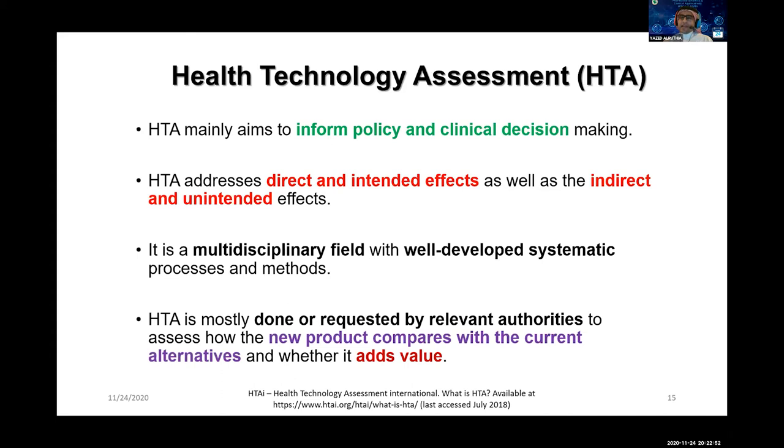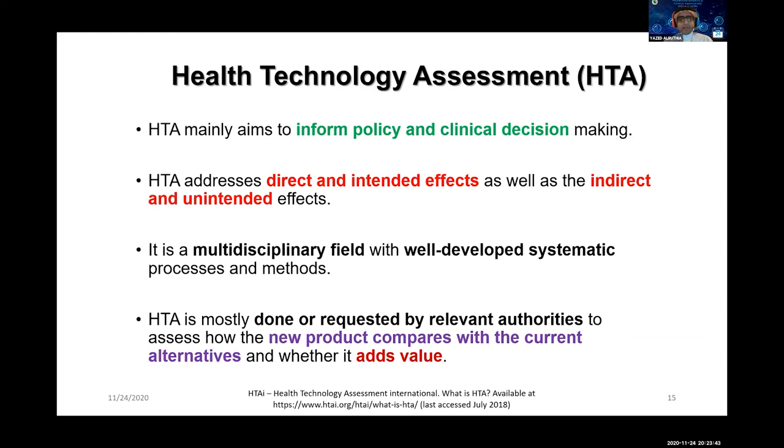It mainly aims to inform policy and clinical decision making. It addresses direct and intended effects as well as unintended effects of any health intervention, including medications. It's a multidisciplinary field where health economists, clinical pharmacists, physicians, biostatisticians, and patient advocates are involved, using systematic approaches to come up with the best recommendation to fund a certain health technology. It is also mostly done or requested by relevant authorities, such as the Ministry of Health or the National Health Service in England, or IQWiG in Germany, or the CMC and SMC in Scotland, or the HAS in France.